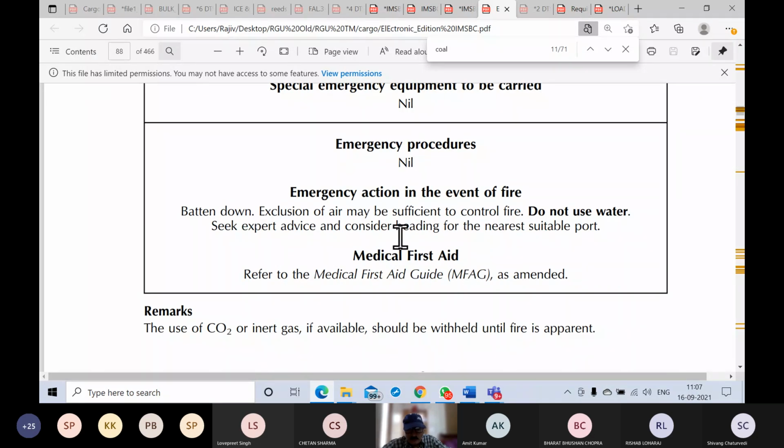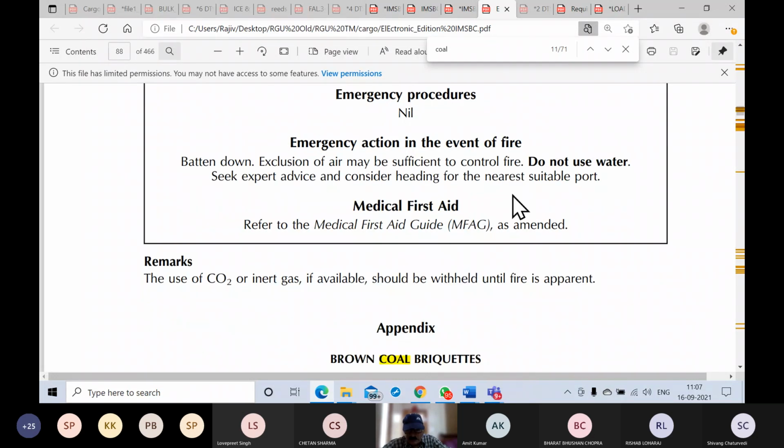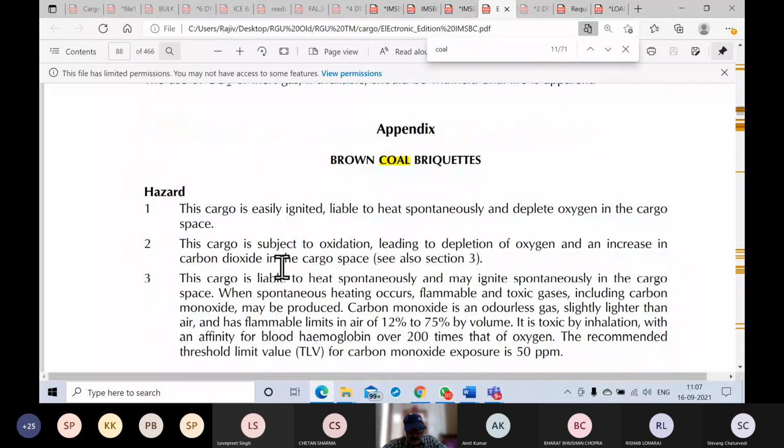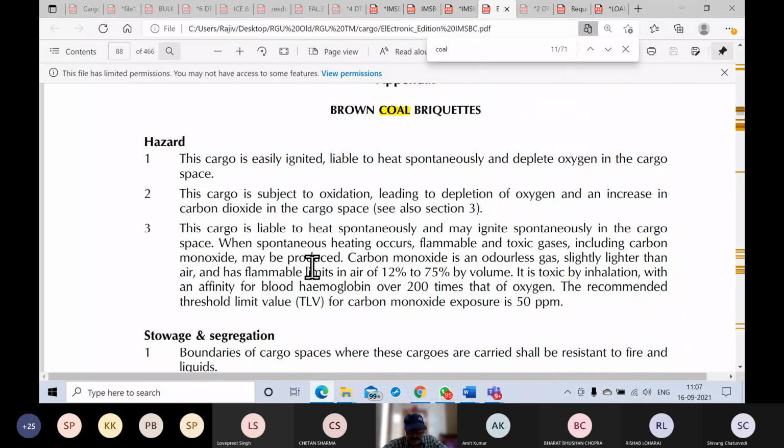Again, this will give rise to sulfuric acid or react with water. So again, it says do not use water. Appendix is given. Of course, you cannot memorize these. Not possible to memorize the whole thing. But you should know what information is captured here, which you can easily come back and refer to.